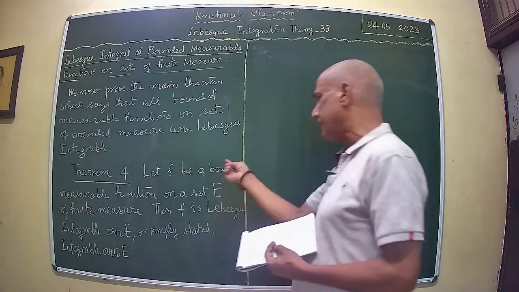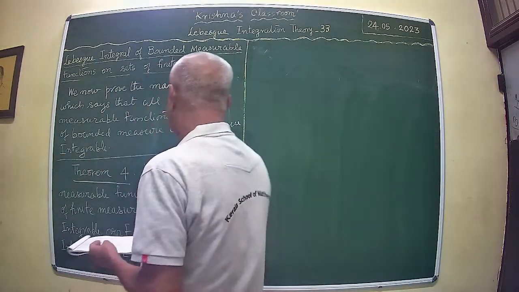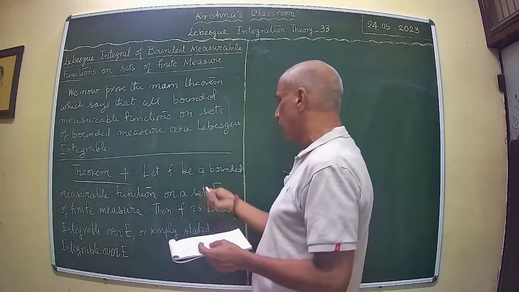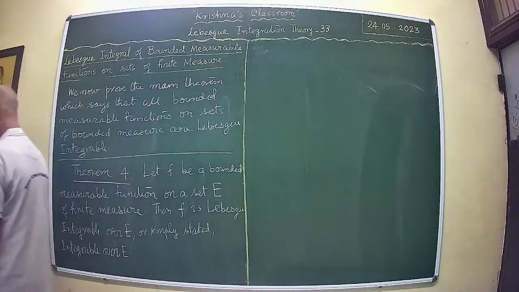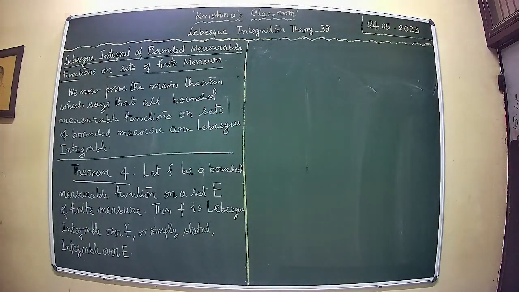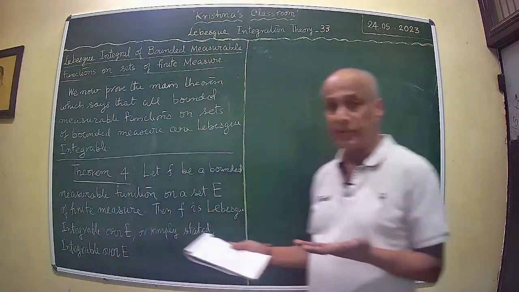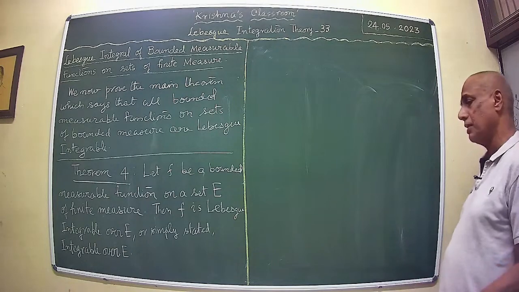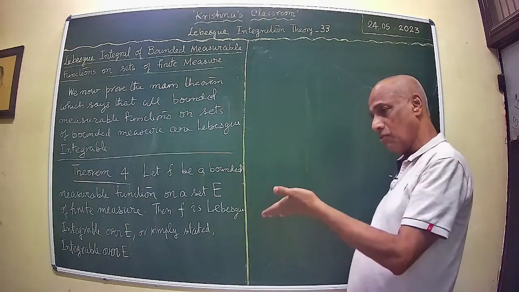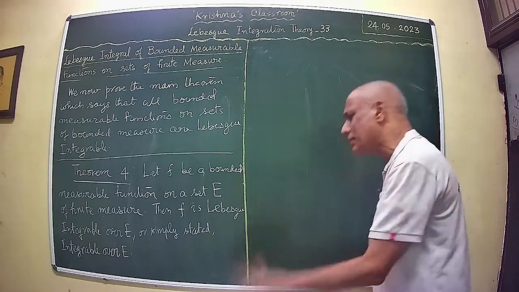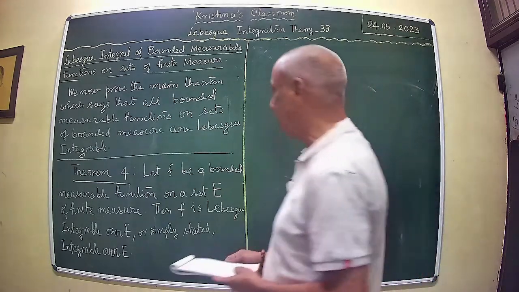To recall, for this class of functions, we had what is called the simple approximation theorem, guaranteeing that it can be approximated from below by simple functions and approximated from above by simple functions as closely as you want. So this is the result that we are going to use.